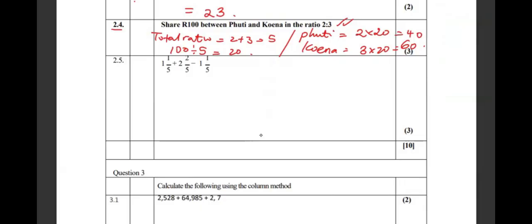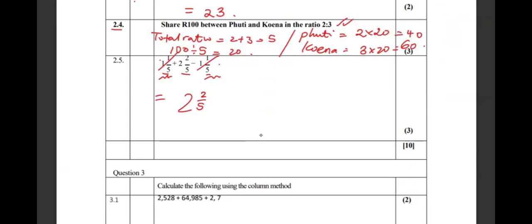What we can notice is the denominators are the same. But then this first one is the same as the last one. This is a positive, this is a negative. So this cancels out. I'm only going to be left with 2 over 5. I don't know. That's how I'm seeing it.